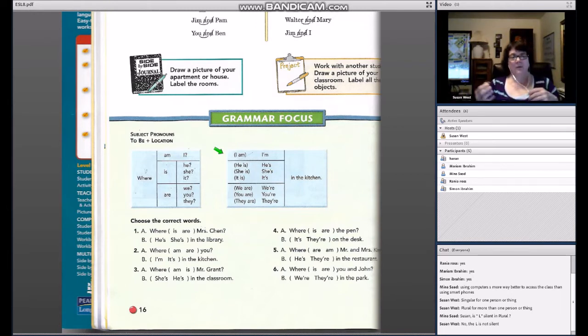If we're writing, we would probably write, he is in the kitchen. If we're speaking casually in a conversation, we would use the contractions he's, she's, it's, we're, you're, they're. Using contractions is a more casual way of speaking. So I could say, where is he? And you could reply, he's in the kitchen. Where is she? She's in the kitchen. Where is it? It's in the kitchen.